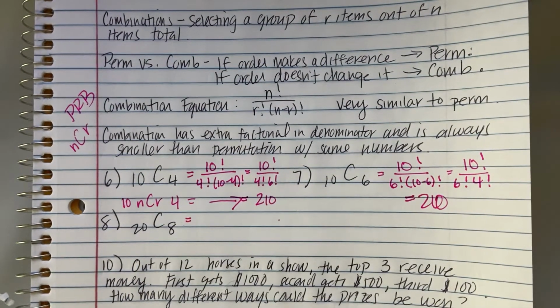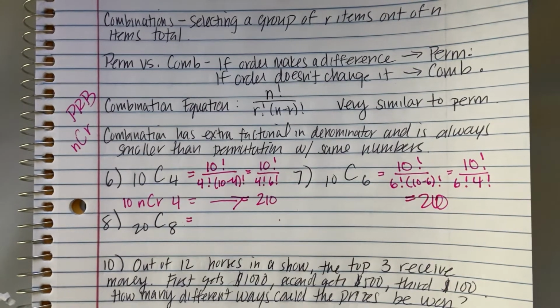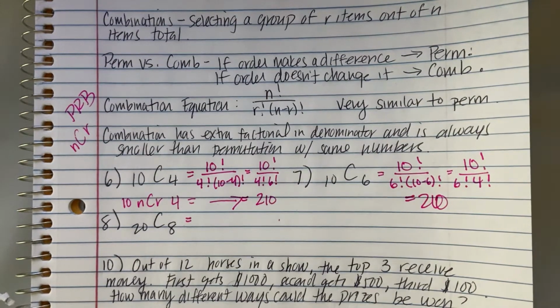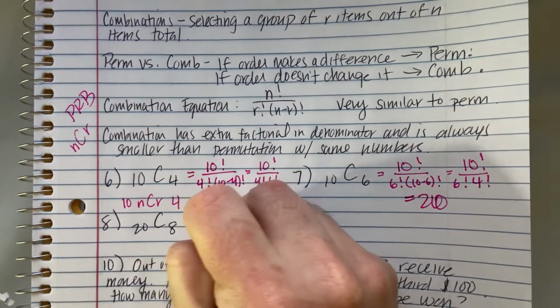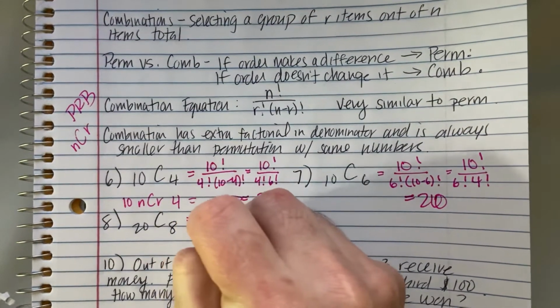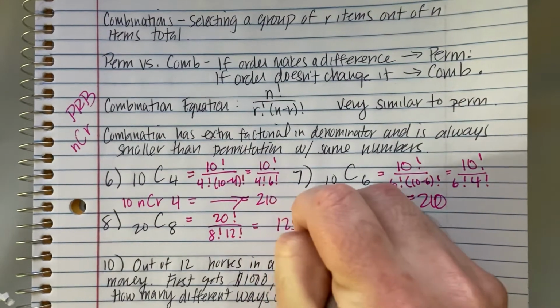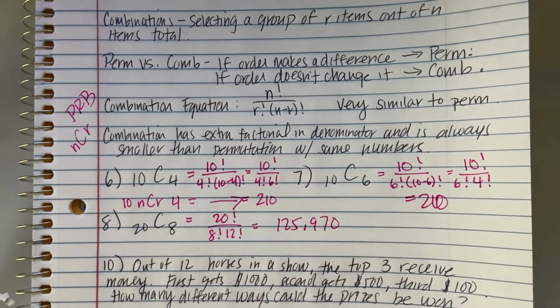Now 20 choose 8. So I have 20 people I'm choosing from. And remember, we just did 20 permutations 8, and it was a huge number in the billions. 20 choose 8 is still big, but it's not anywhere close to as big. It's only 125,970, which pales in comparison to the 5 billion we had in the last video.